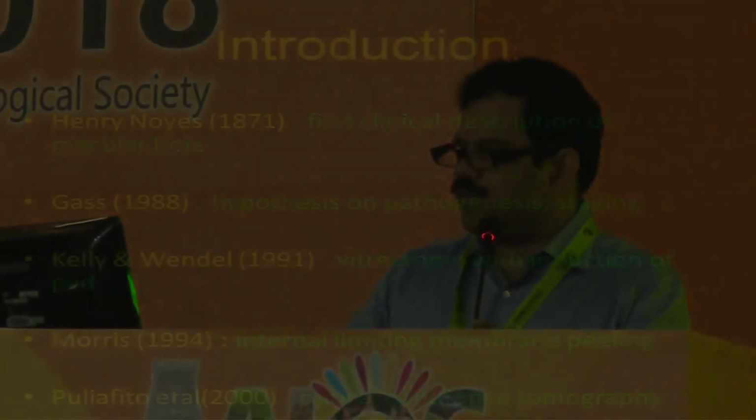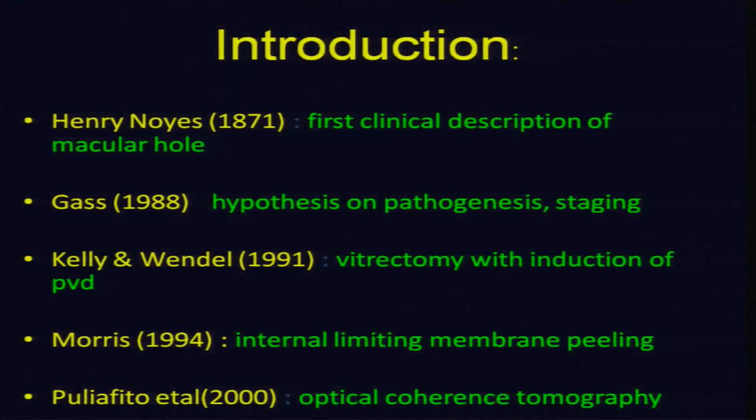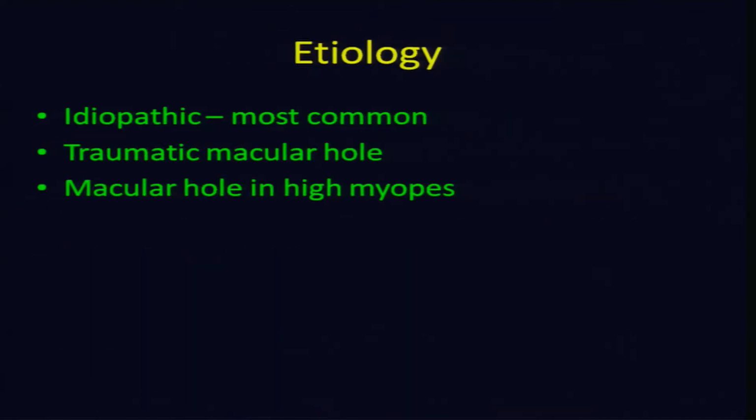So a little bit of history. Hypothesis on pathogenesis was initially given by Gass, who actually with a 90D examination almost told us what we know with an OCT right now. It was really great effort. Kelly and Wendell, vitrectomy with induction of PVD, initially in 1990s, and internal limiting membrane came in later in 1994, and OCT came in at 2000 so that we could objectively assess the results of our surgical procedures.